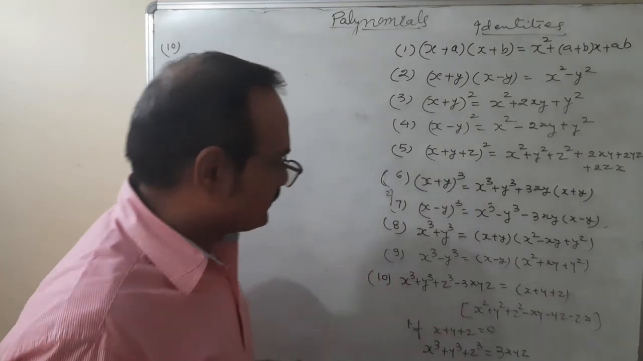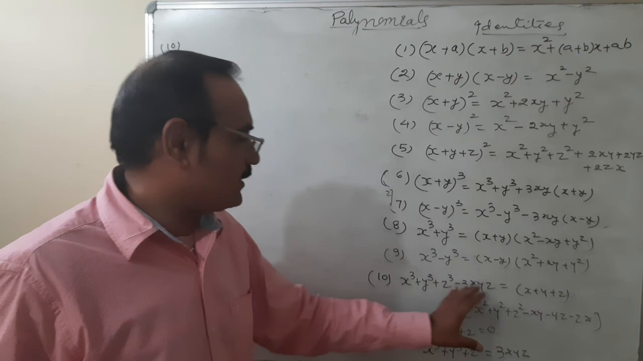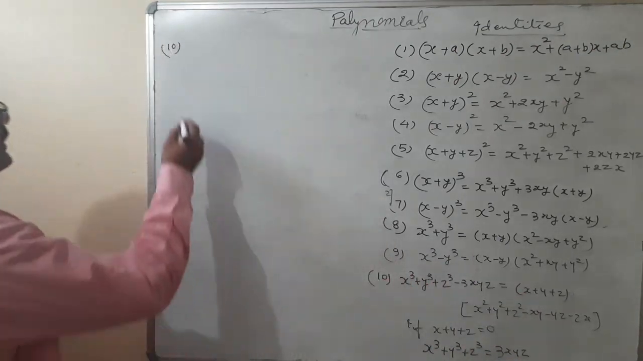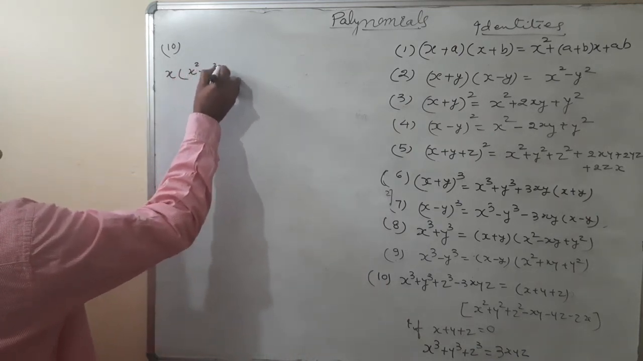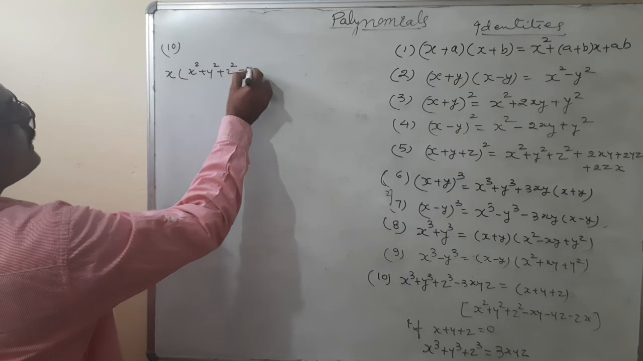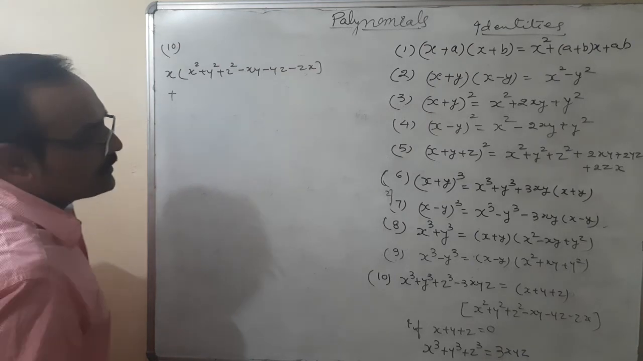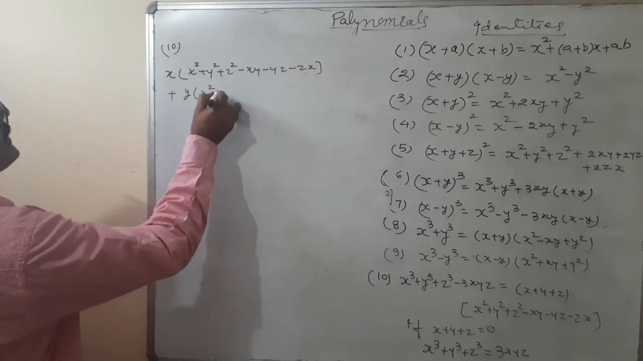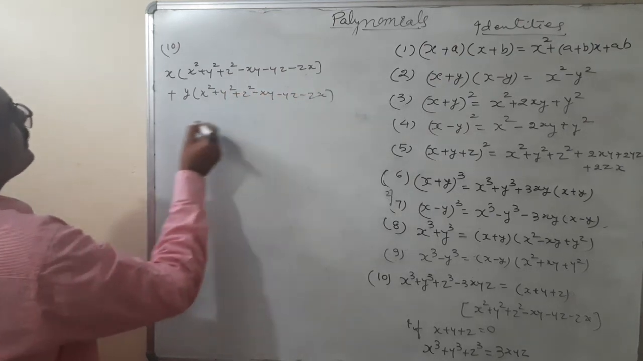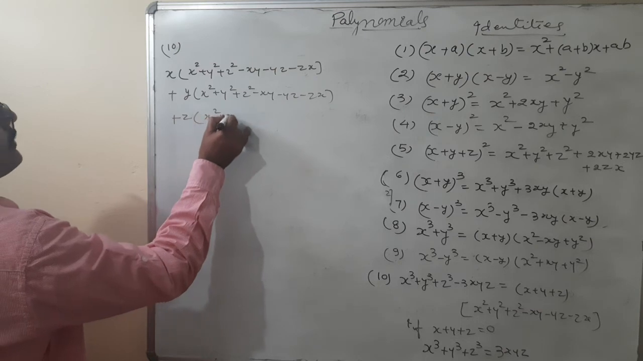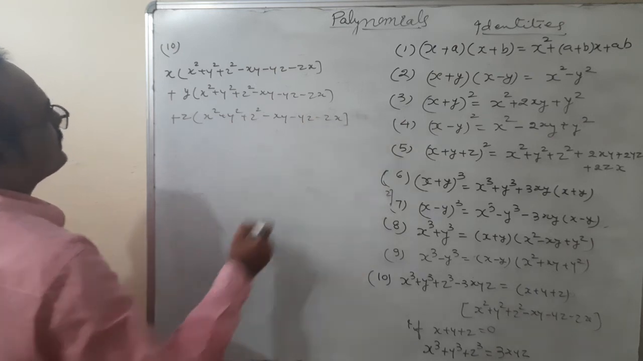X plus y plus z, directly I am multiplying this. These two terms I have taken and am finding the result. So x multiplied by this entire term, x square plus y square plus z square minus xy minus yz minus zx, plus the second term y, again multiplied by the same term, and third, z multiplied by the same term.